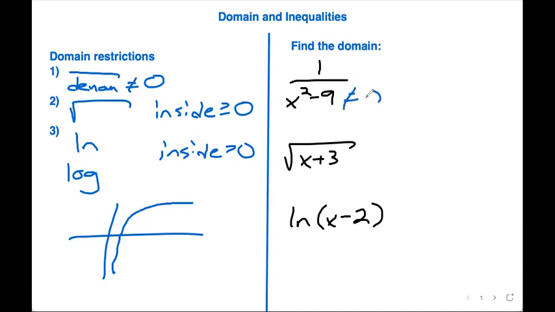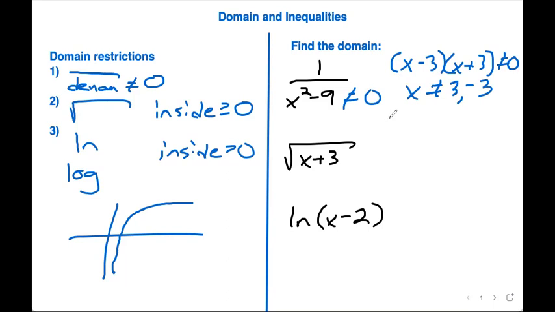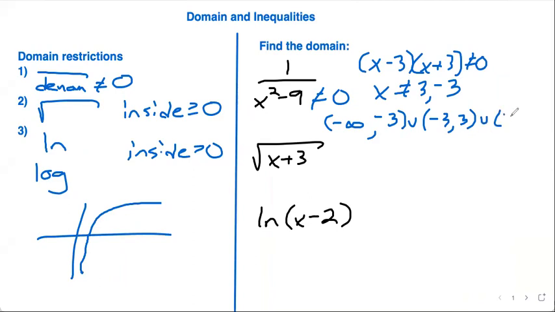For this first one, you set the bottom not equal to zero. You say, okay, well, x minus 3 times x plus 3. You have to factor this. It's a difference of squares. So x cannot equal 3 or negative 3. They may ask you to write this in interval form. So that'd be negative infinity to negative 3, union negative 3 to 3, union 3 to infinity. That's everything but negative 3 and 3.